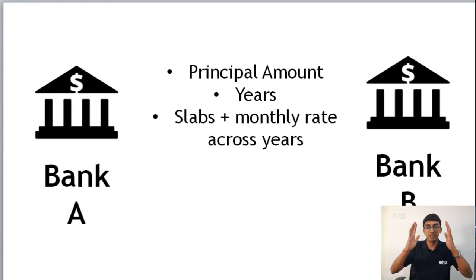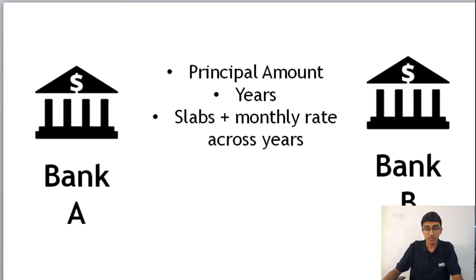So essentially, we are given a bunch of input. The input is the amount that we have borrowed, the number of years that we have borrowed it for, the slab of each EMI, and we'll come to the slab in a bit, plus the monthly rate across the years. And we have to calculate for bank A and for bank B, and see which one is giving the lesser interest and not the greater one. The one that is giving the lesser interest is the one that we want to choose.